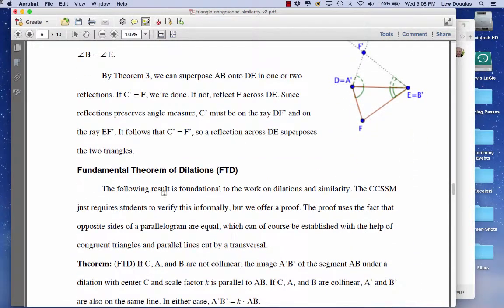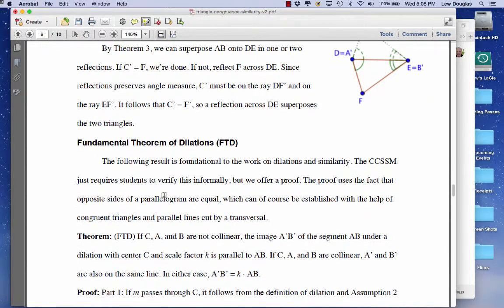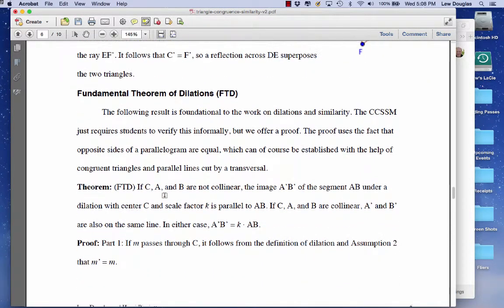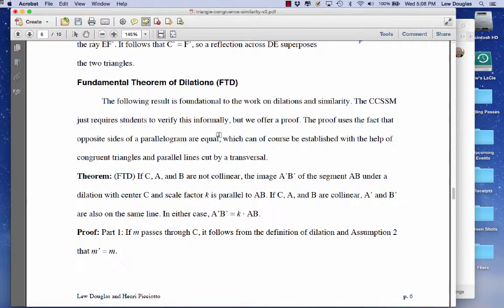Then we have what's called, and this Henry and I did ourselves. I mean, there is a book written by a professor which is much more complicated and much less intuitive, and this is really ours. We call, well, it was what's called by Professor Wu the fundamental theorem of dilations.